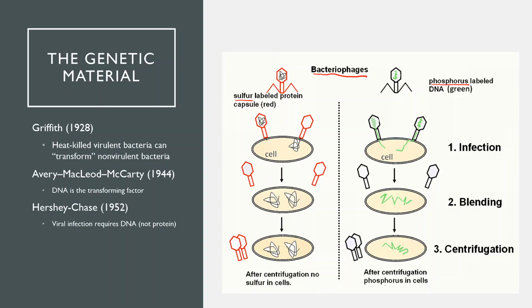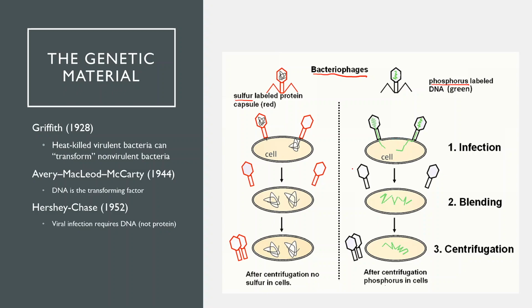Phosphorus, meanwhile, is found in nucleotides. That's part of the phosphate group. But there are no amino acids that contain phosphates normally, unless they are phosphorylated after they're synthesized. But that doesn't happen with bacteriophage proteins. So by growing the virus in radioactive isotopes of sulfur, the protein coat of the virus could be radioactive and therefore detectable, whereas growing the viruses in a medium that contained radioactive phosphorus meant that the DNA of the virus would be radioactive and therefore detectable.